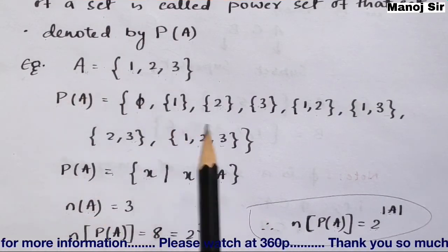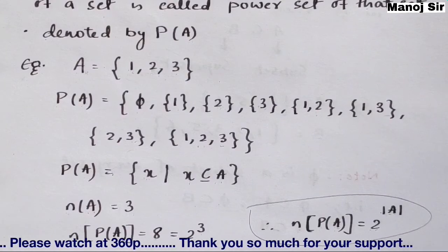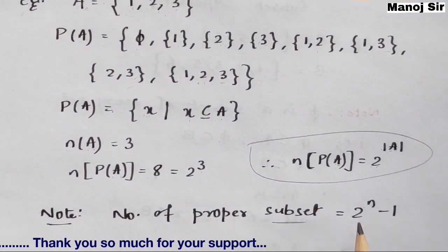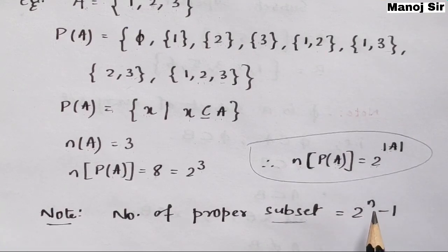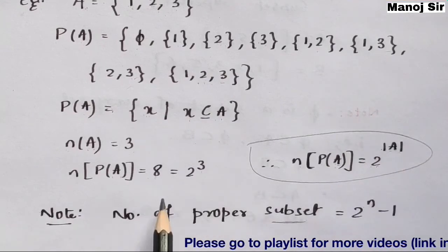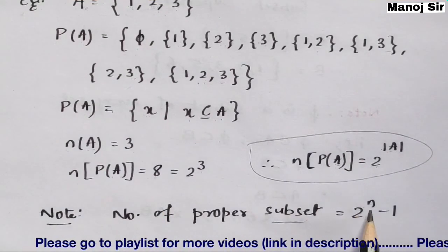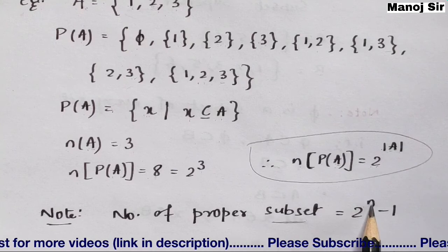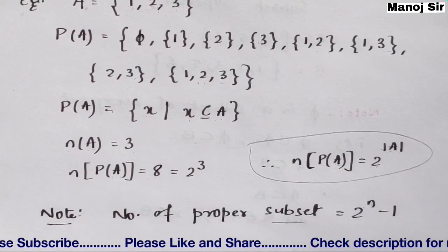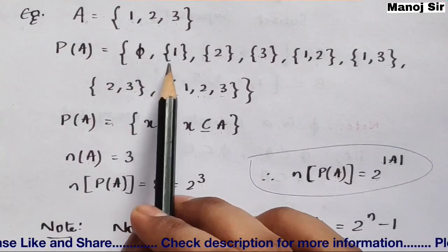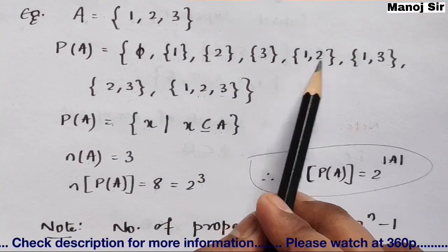So the number of proper subsets of set A is how much? 7. And how can we find this? Simply use this formula, that is 2 to the power n minus 1. What is n? n is the cardinal number of set A. Here you can write modulus of A or you can write n of A, whatever it is. 2 to the power 3, that is 8, minus 1. How much? 7. And the 7 proper subsets are phi, 1, 2, 3, 1 2, 1 3 and 2 3.